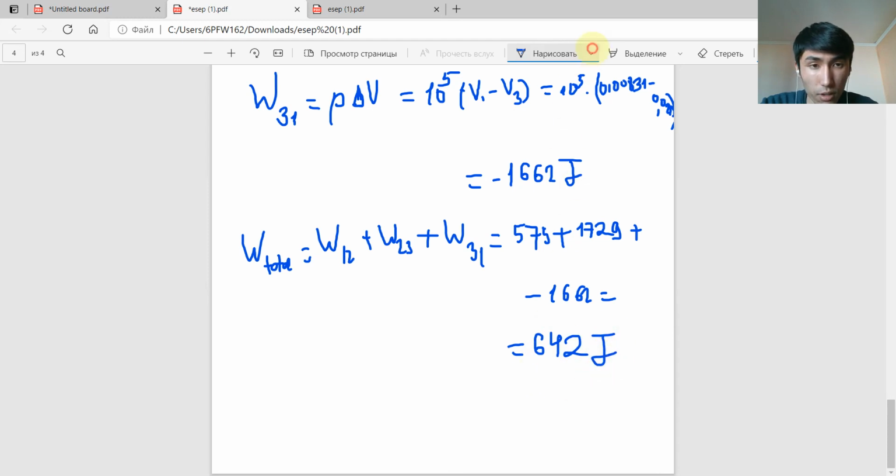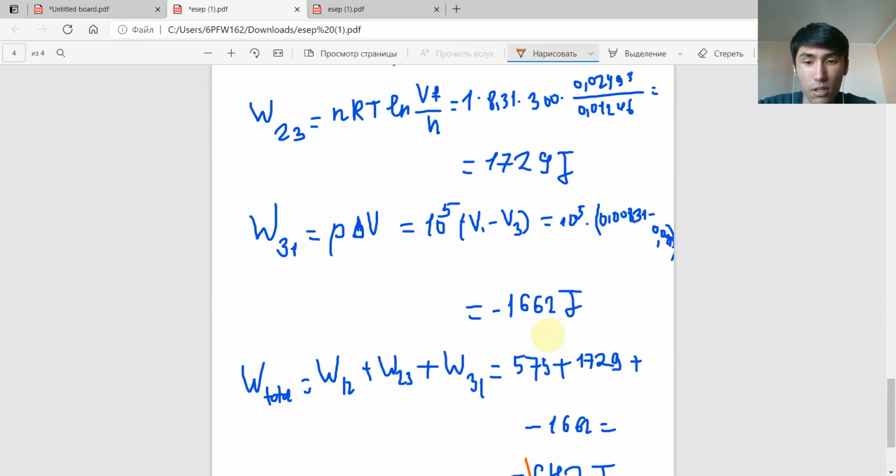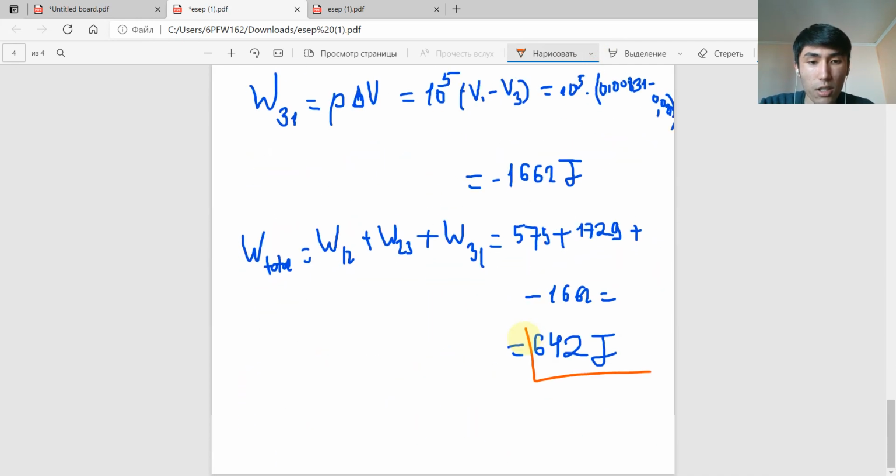So we found the answer. We found this answer, total work, is equal to 642 joule.